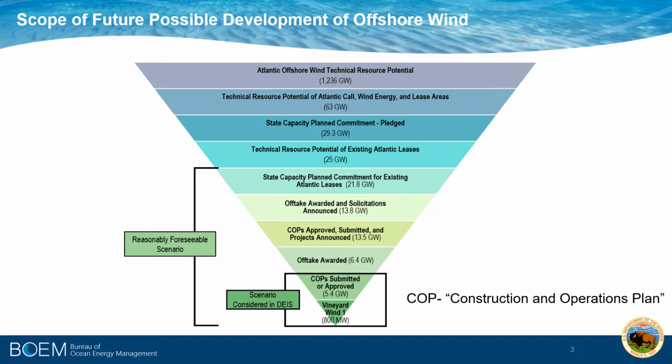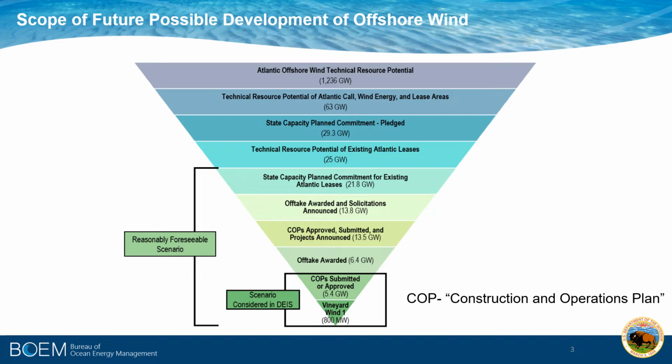The next bar down is state capacity commitments. While the previous tier system looked at development from a regulatory and project perspective, in this scenario we examine future projects from a state demand perspective. This number has grown over the last several months, but is currently about 29 gigawatts with recent additional commitments from New Jersey. This exceeds the technical resource potential of existing Atlantic leases with existing technology, and includes New York commitments that have been made in anticipation of future leasing occurring. Therefore, this level of development was not reasonably foreseeable at this time.